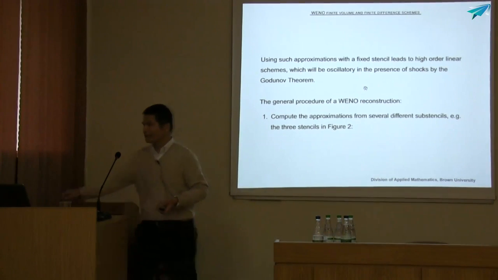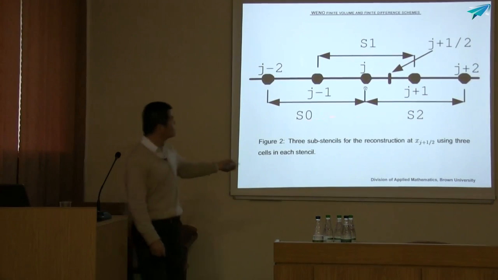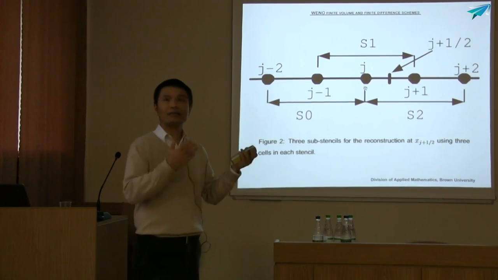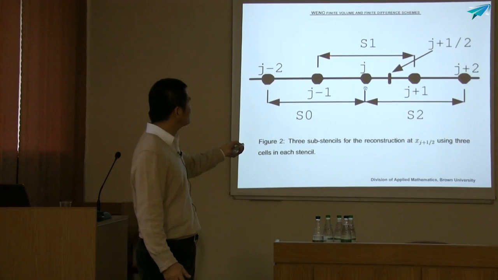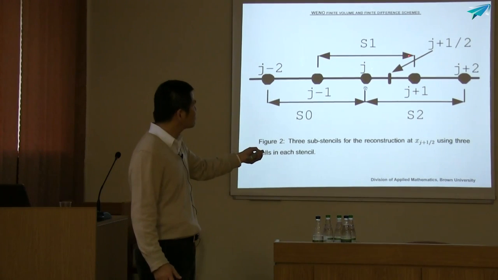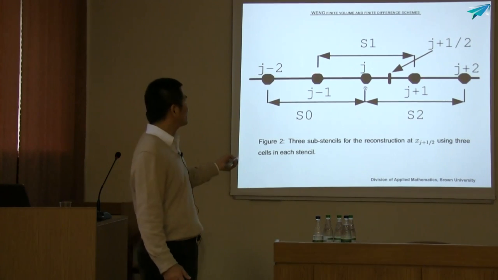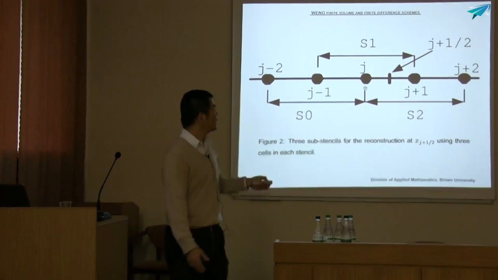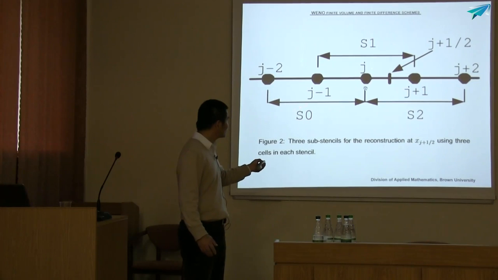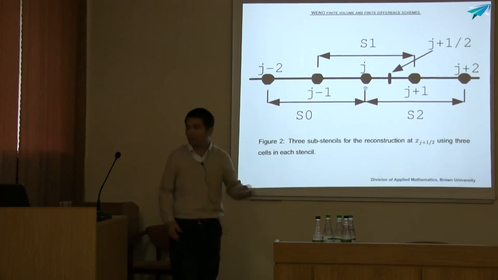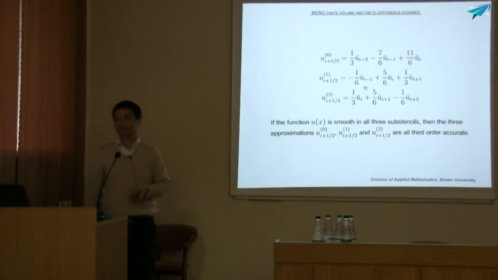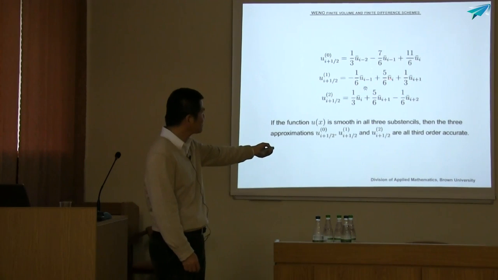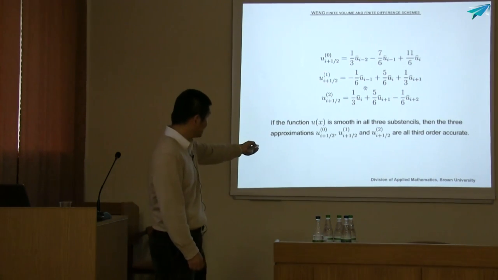For example, recall this picture I have shown before. I have three stencils. I already described the formula to compute the polynomial based on stencil S1. I have these three cell averages, I multiply them by suitable numbers, and I get the value here. By the same token, I can compute the polynomial corresponding to stencil S0 and to stencil S2. I would get two similar formulas. This formula you have already seen, corresponding to i-1, i and i+1 to get u of i+1/2.